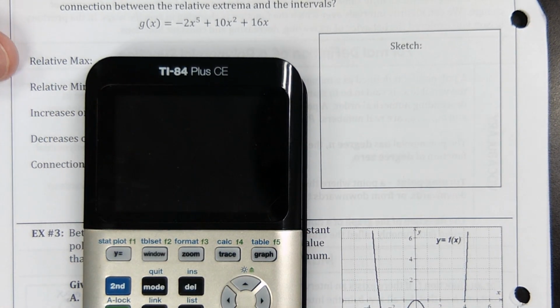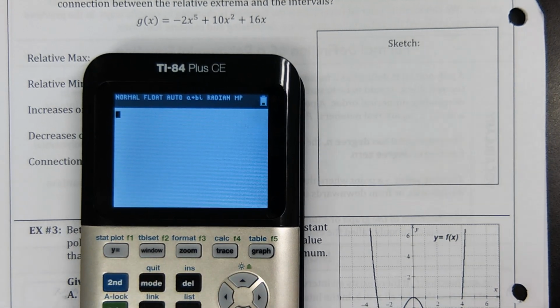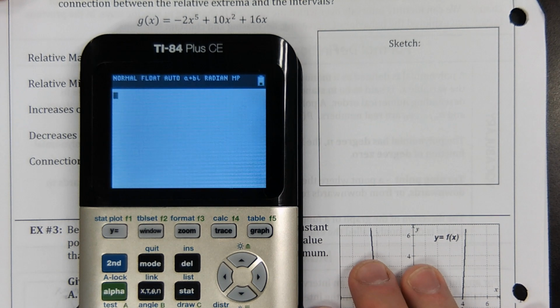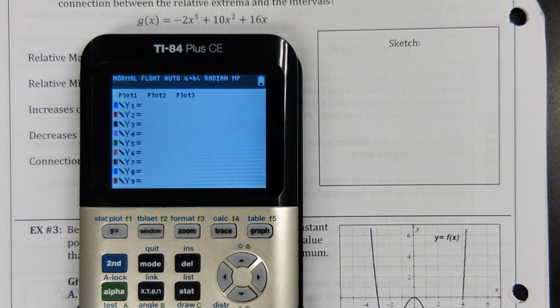On is on the bottom left-hand side. Okay. So you turn your calculator on. If you would like to graph a function, you click on y equals. And it'll go here.